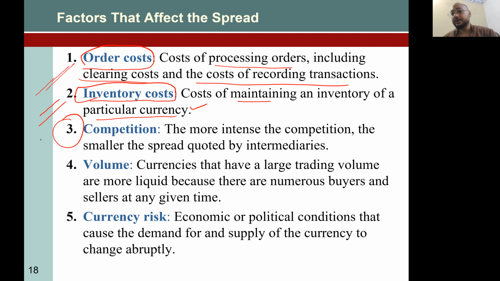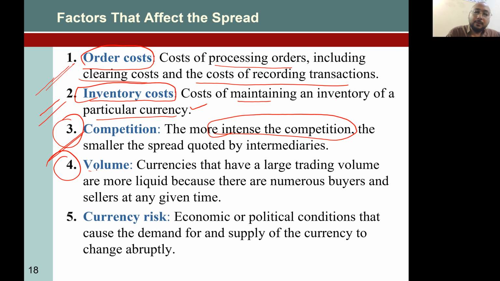Number 3, competition. Remember that one. The more intense the competition, the smaller the spread, right? Of course, when there are many agents, many middlemen, many banks offering the same currency, there is competition, so the spread, which means the difference between bid and ask, is small. So the bid ask spread is going to decrease when there are many people selling or buying that currency, right?